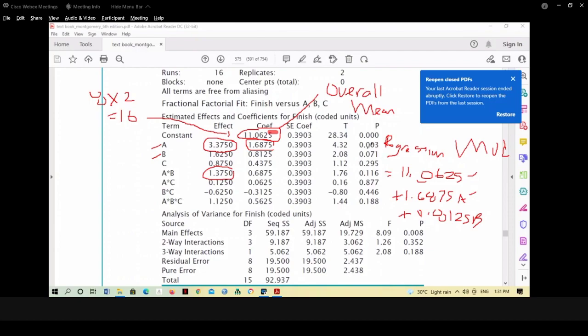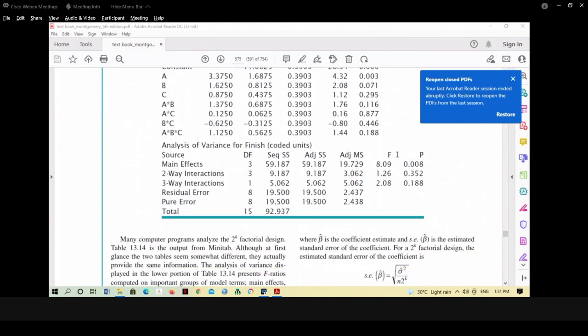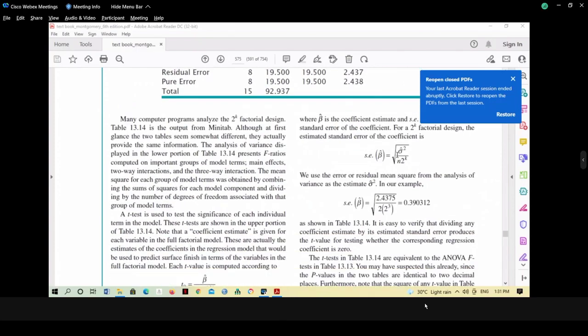Because A and B are the only significant ones. You don't include other factors because they are not significant. It will distort your model. Okay, this is your model, the correct model. That's why I called you today, to listen to this lecture. Otherwise, if there is a problem, right?